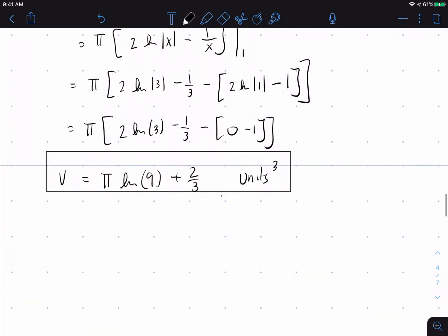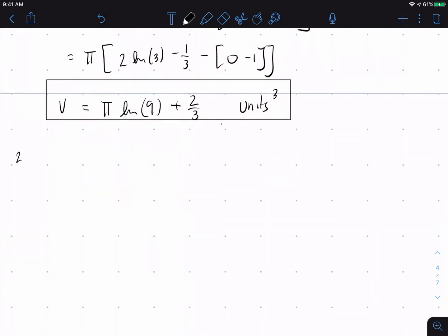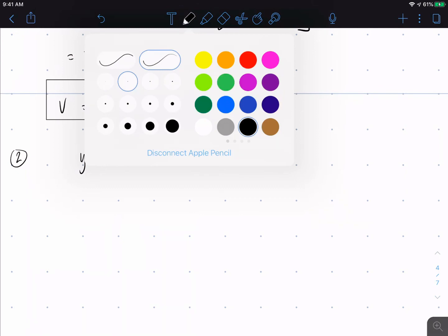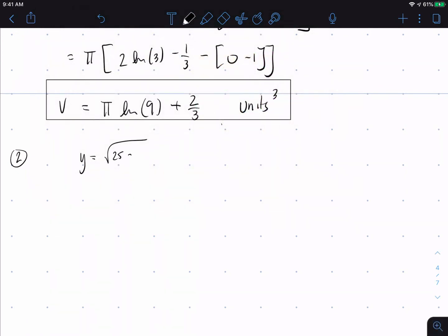Okay, so here we go. Let's say y is equal to the square root of 25 minus x squared. y is equal to 0. x is equal to 2. And x is equal to 4. And I want it rotated about the x-axis. Okay, go ahead and try that for me.